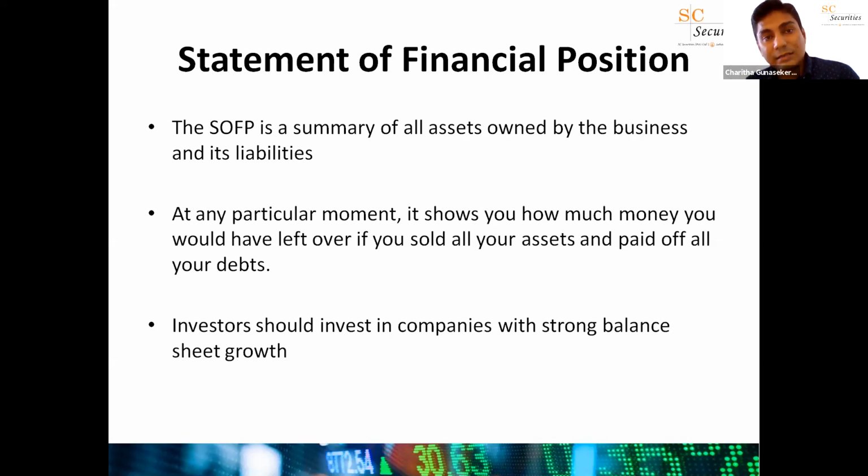So the balance sheet will tell you this composition. What are the assets and how are they being funded? How much belongs to the owners of the company, the equity shareholders, and how much belongs to the lenders, right? So the statement of financial position is a summary of all assets owned by the business and its liabilities.